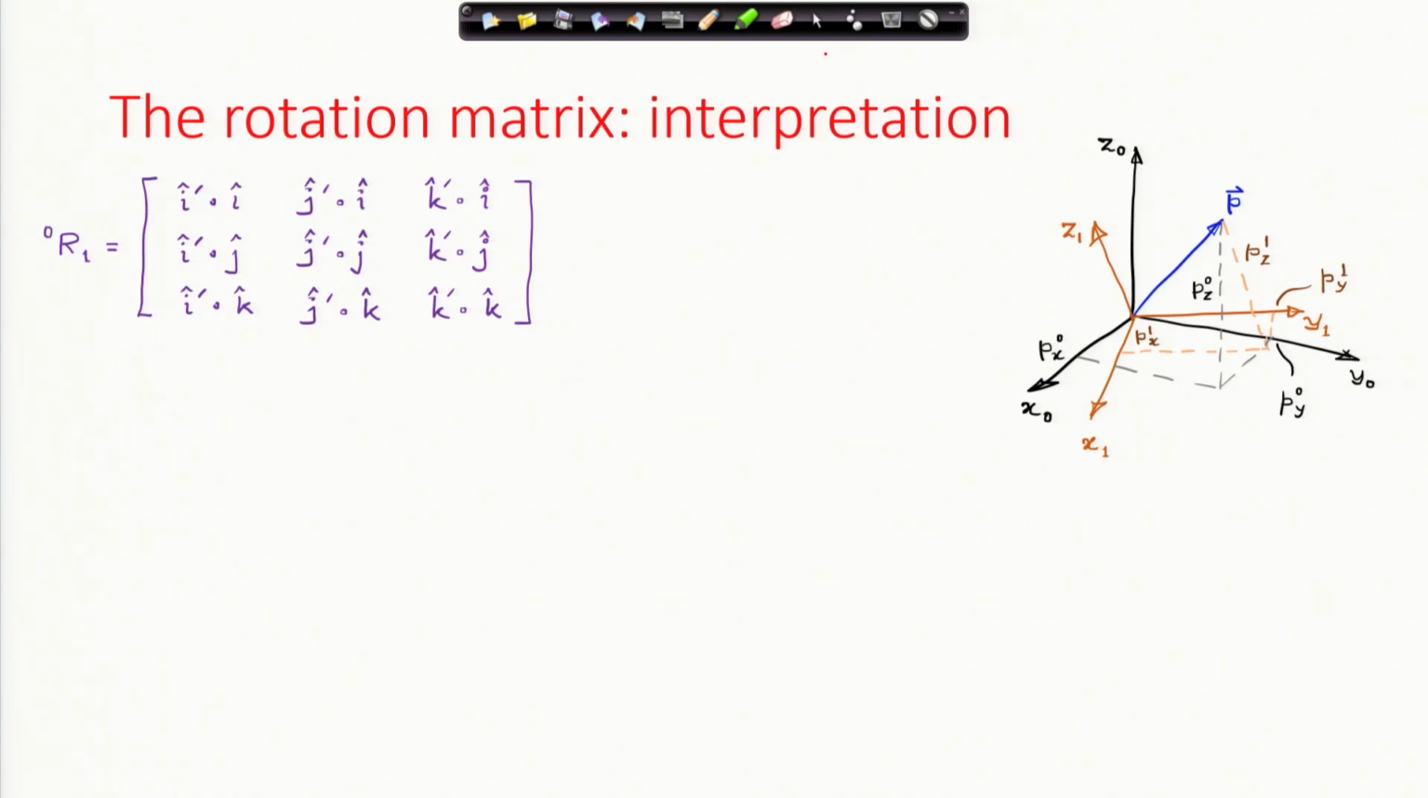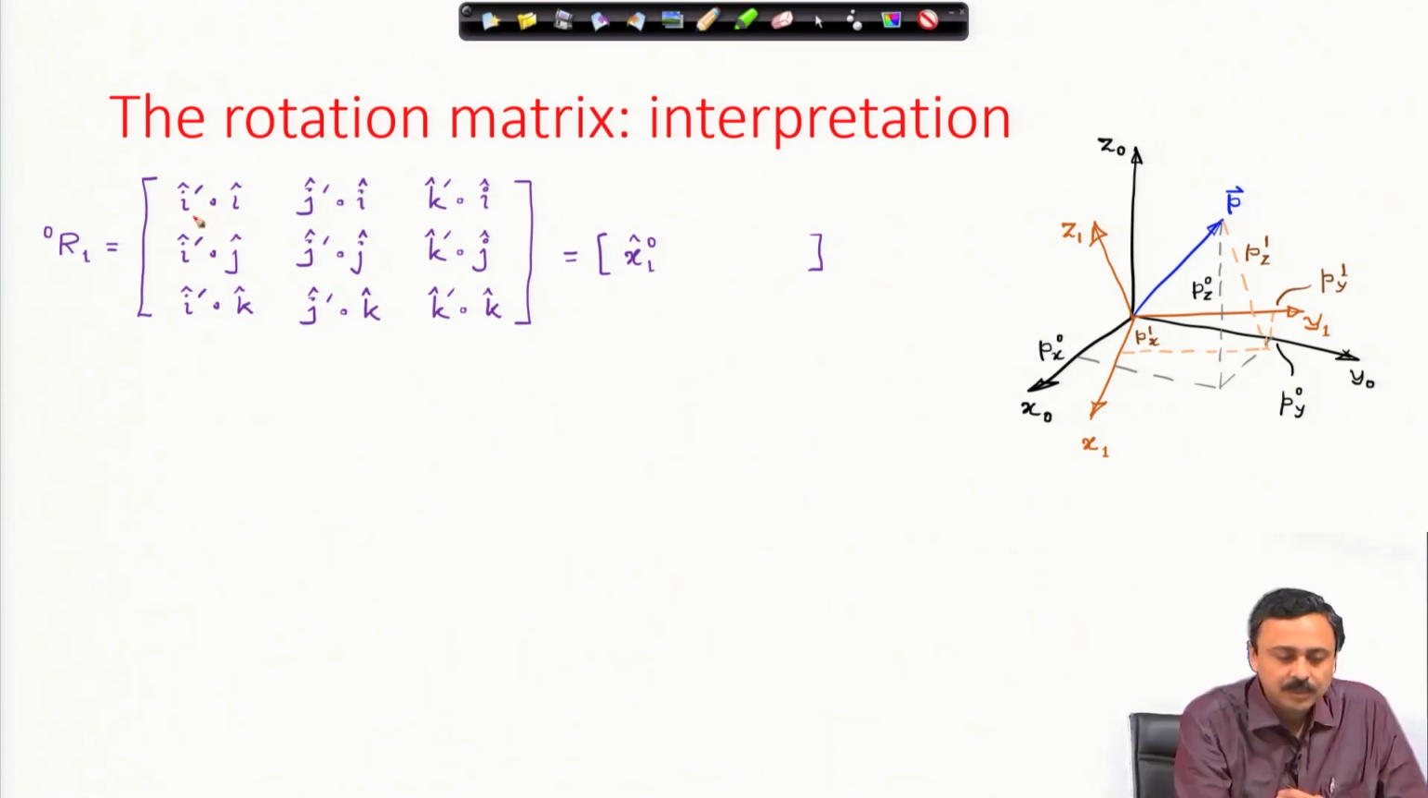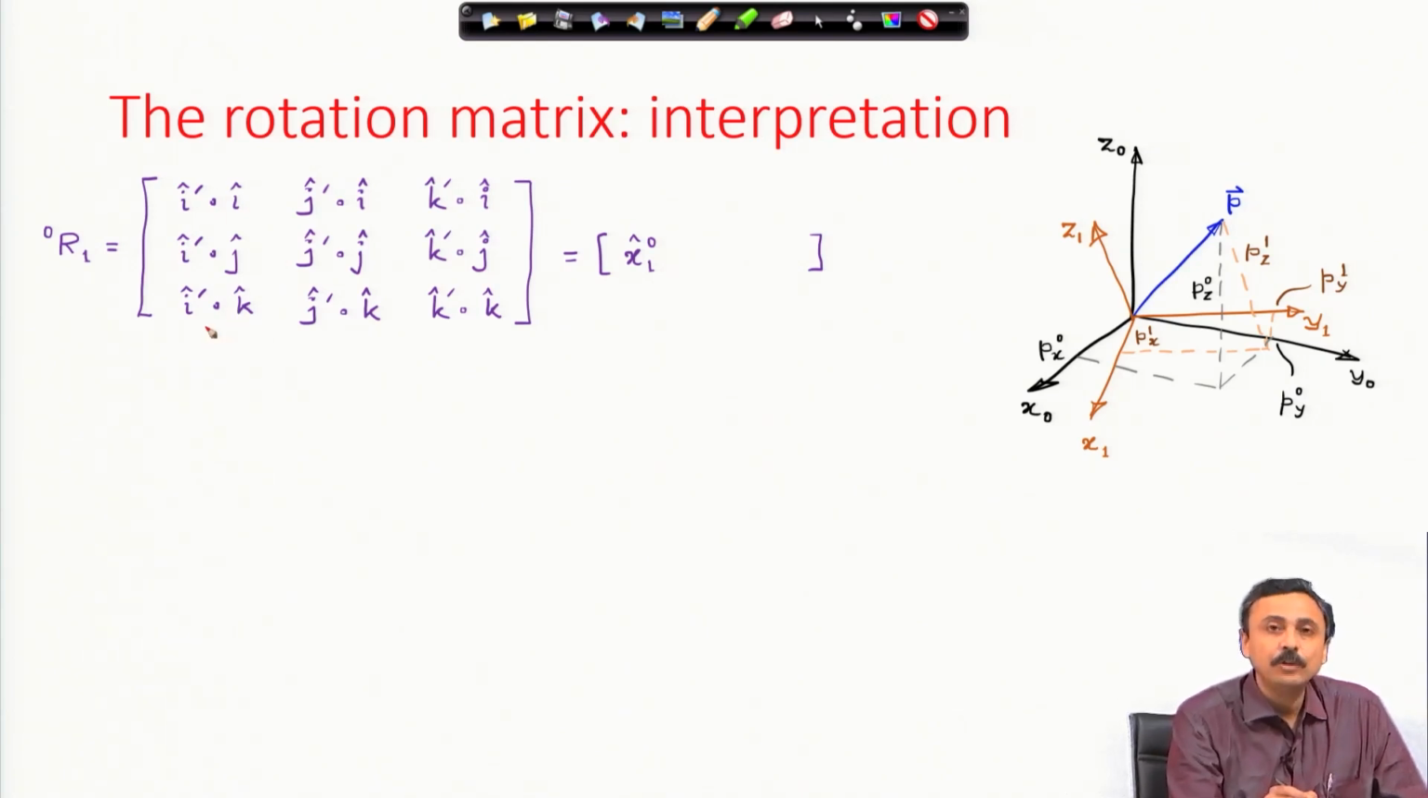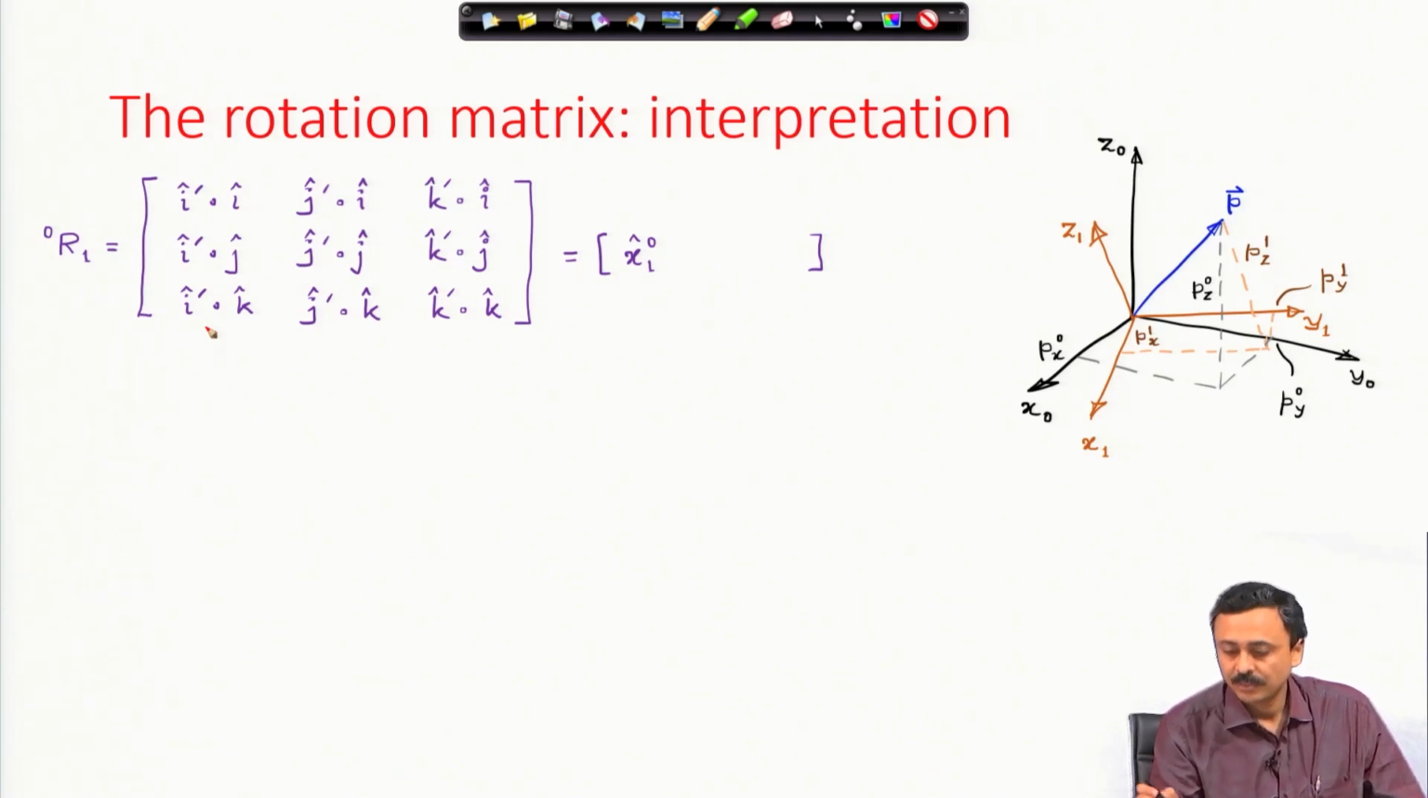Okay, this is the matrix R from 1 to 0. Let us interpret what the columns and the rows represent. The first column, I prime dot I, I prime dot j, I prime dot k, is nothing but the cosines between I prime and the axes. What is this? These are the coefficients of the vector x 1 represented in frame 0.